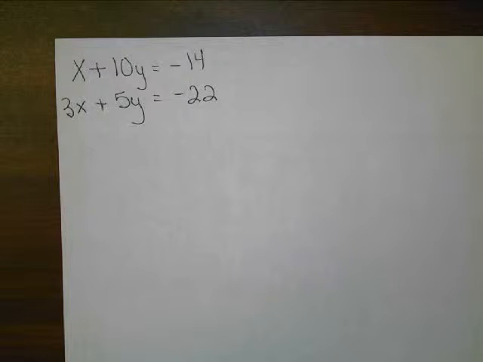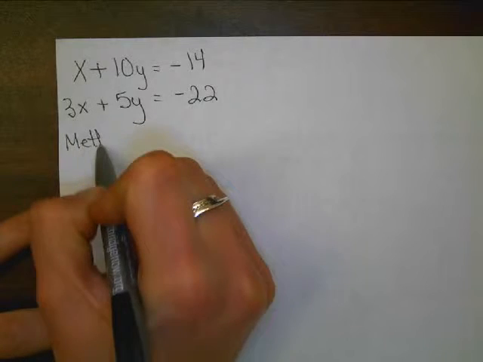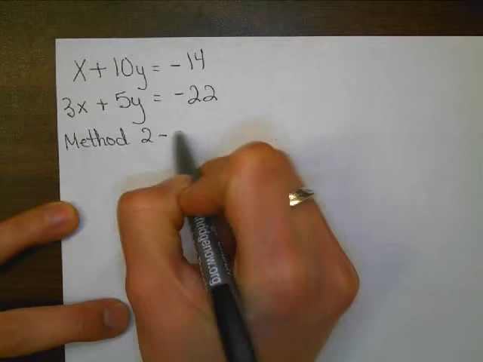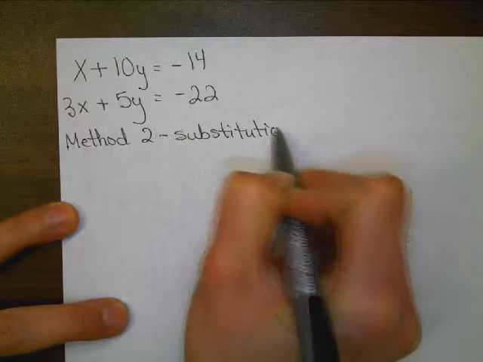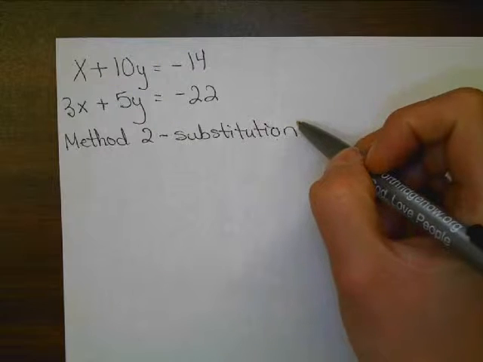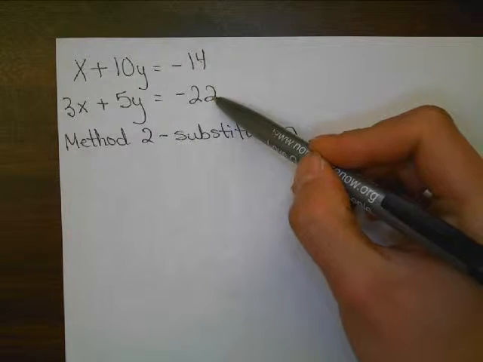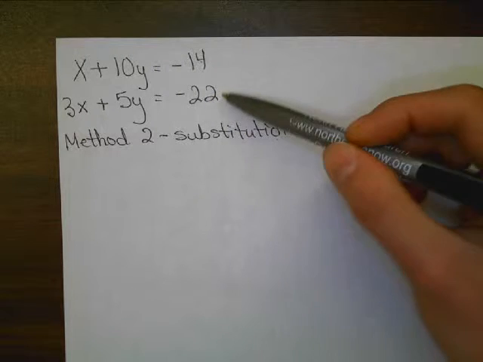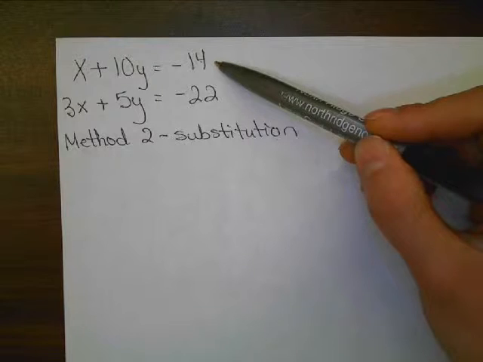Today we're going to do a system of equations, and we're going to solve it using method 2 that I introduced in class, which was the substitution method. When you use the substitution method, you only have to get one variable by itself. Unlike the setting equal to method, where you had to get a variable by itself in both equations, with substitution you only have to use one equation and get one variable by itself.